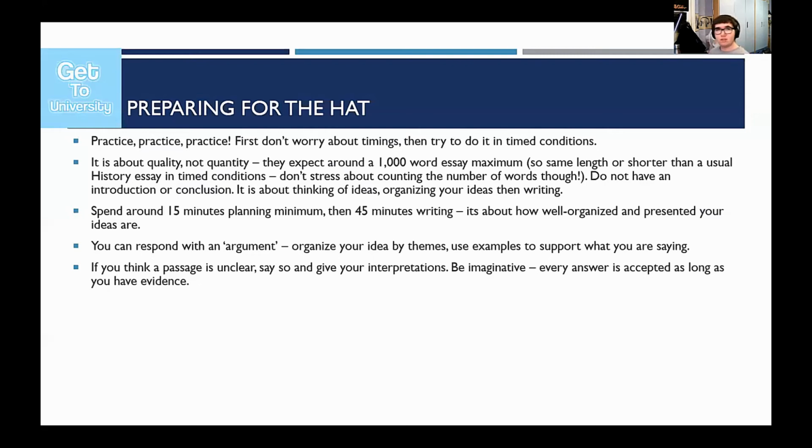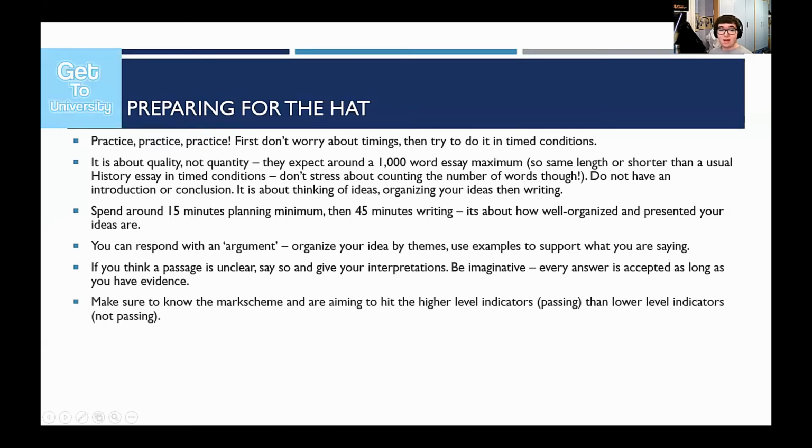Every answer is accepted, so they have a mark scheme of the sort of things you could hit, but if you don't hit all of them, it's not a problem. And they'll accept anything else that is clearly supported by the text. Know your mark scheme, so I'll go through it in a second, but do have a look at that.